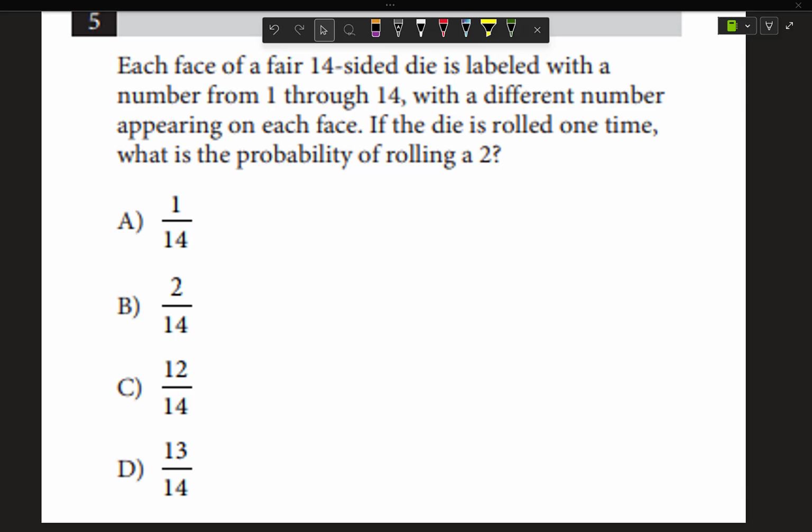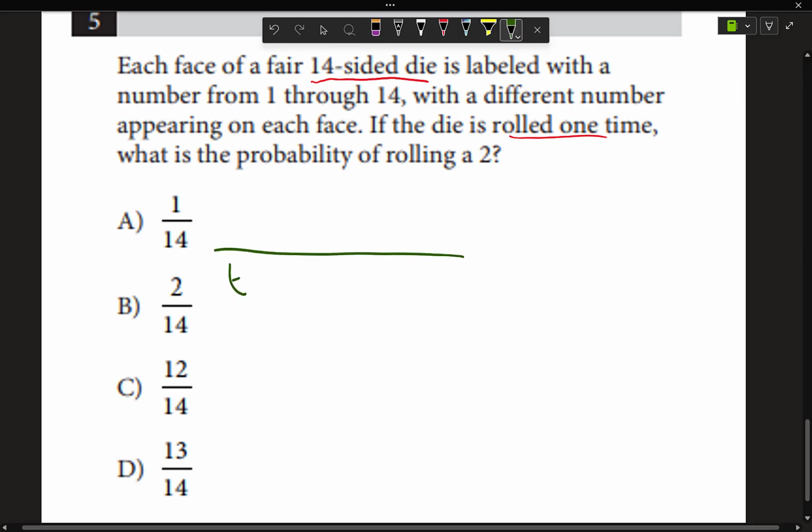Question 5. Each face of a fair 14-sided die is labeled with a number from 1 through 14, with a different number appearing on each face. If the die is rolled 1 time, what is the probability of rolling a 2? So in words, as a fraction, our bottom number is going to be the total number of outcomes of rolling a 14-sided die.